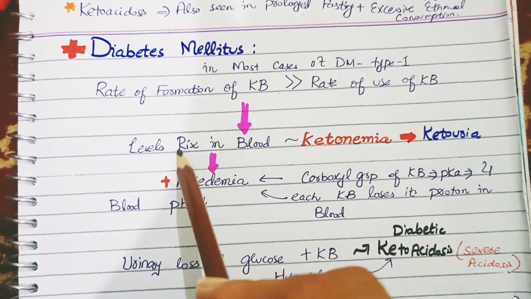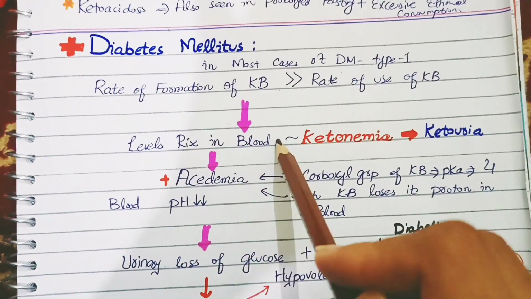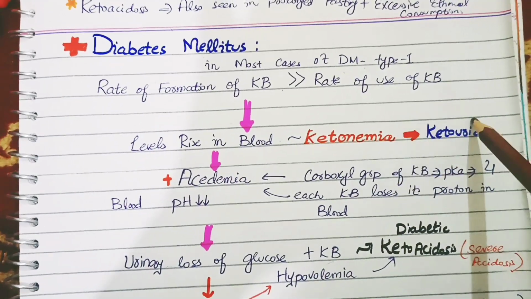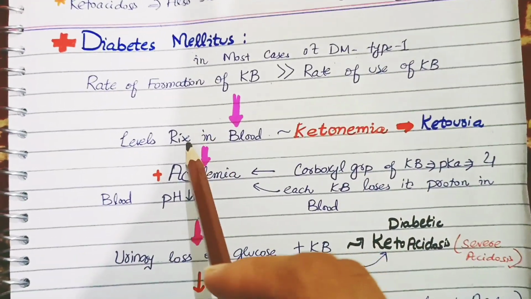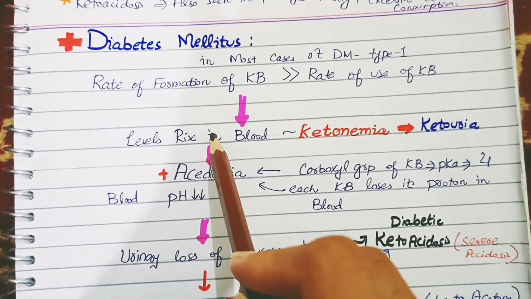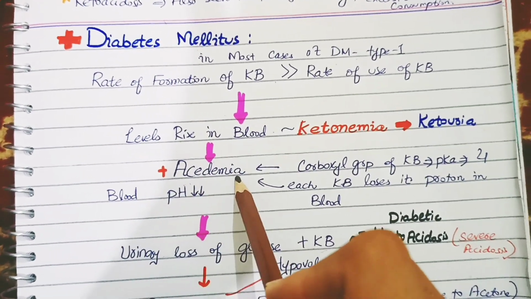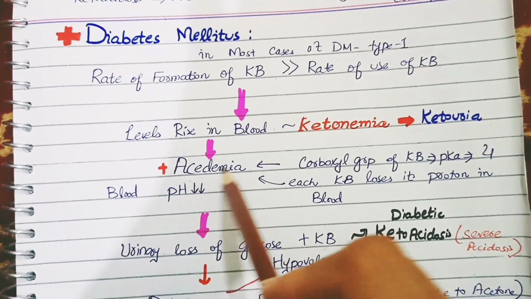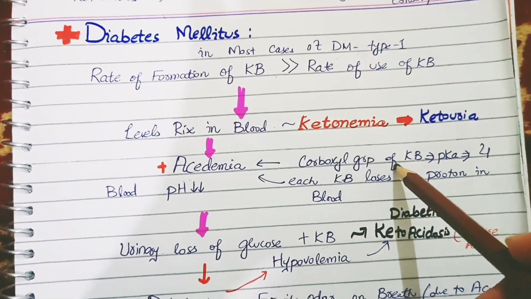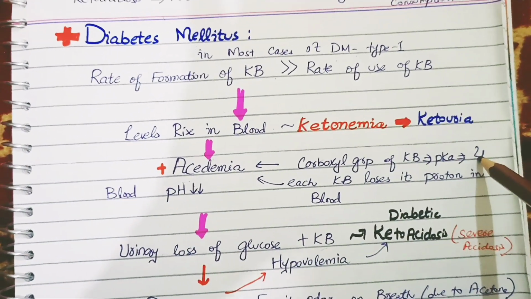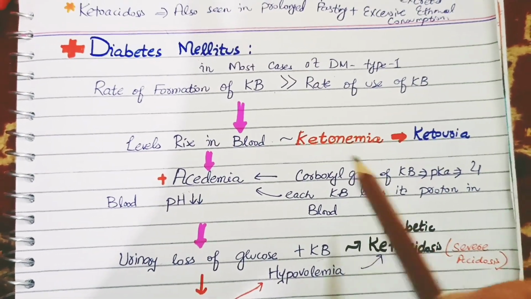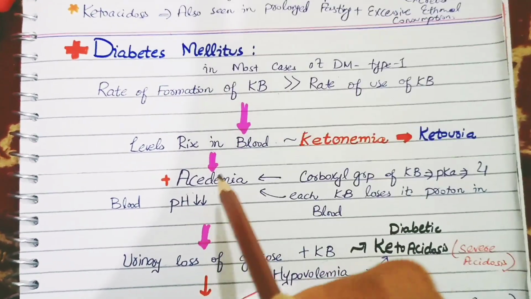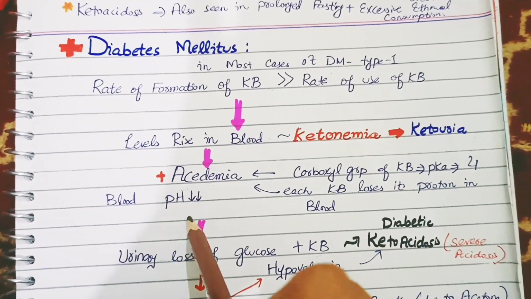That results in an increased level of ketone bodies in blood, that is called ketonemia, and in turn an increased level of ketone bodies in the urine, that is called ketonuria. Now this increased level in the blood results in acidemia or acidosis. This acidemia is because the carboxyl group of the ketone body has a pKa of 4, that is acidic, and also the ketone body loses its proton in the blood circulation. Therefore it results in acidosis or acidemia. The blood pH level decreases due to this.